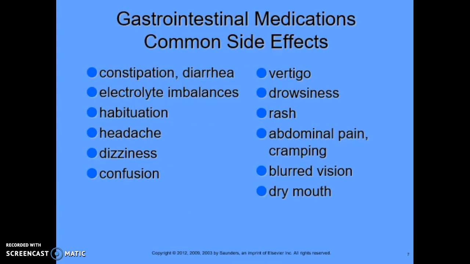So what are the common side effects from these gastrointestinal medications? They can cause constipation and diarrhea, electrolyte imbalances, headaches, dizziness, vertigo, rash, abdominal pain and cramping, and others that you see listed here.